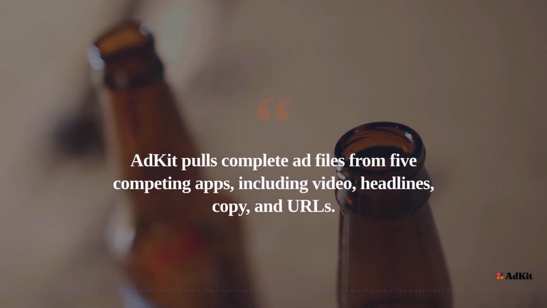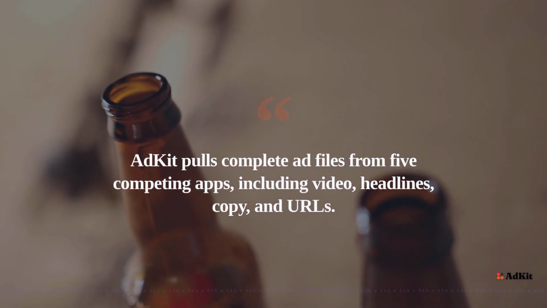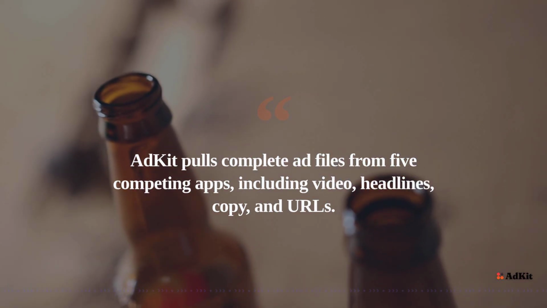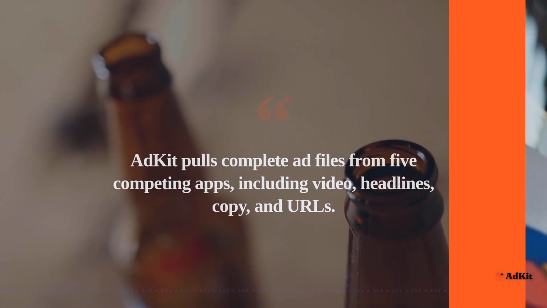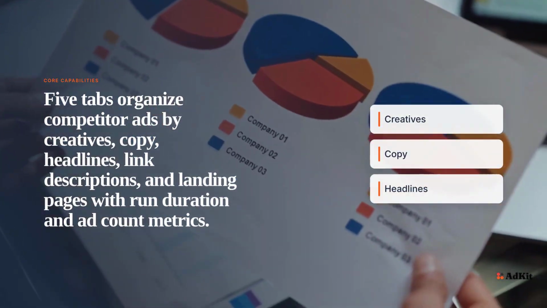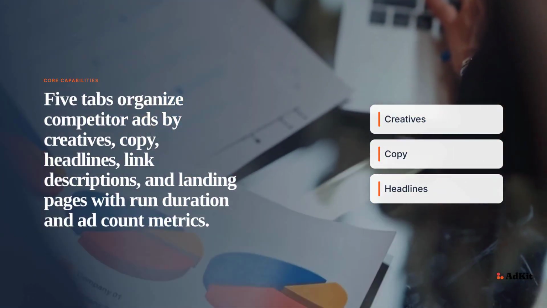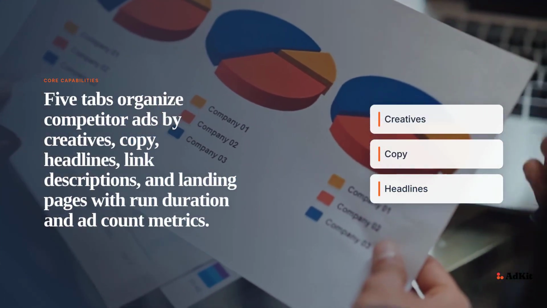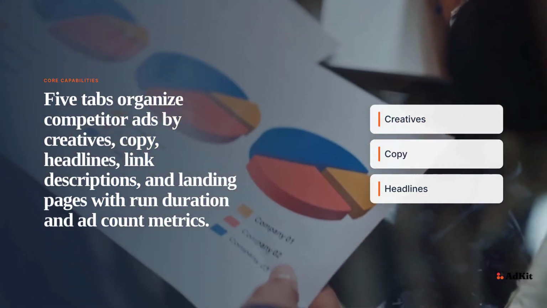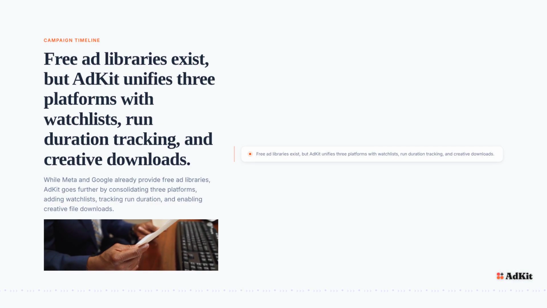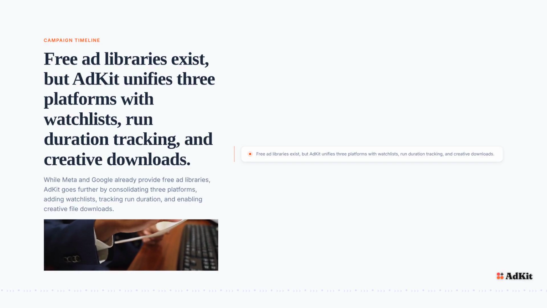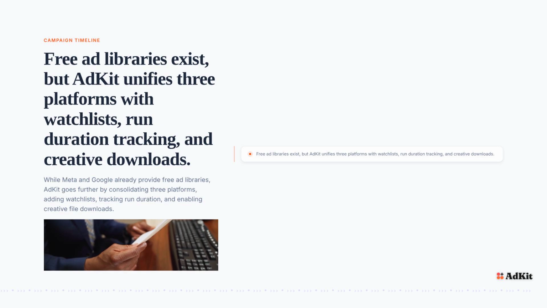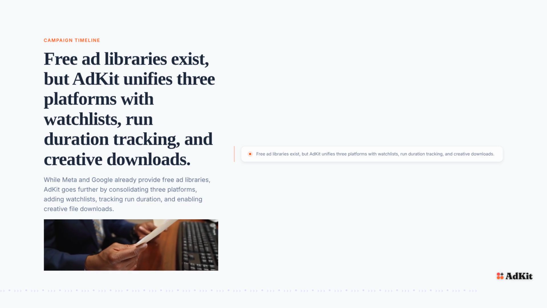AdKit collected every ad from 5 competing apps: the actual video files, headlines, full body copy, and destination URLs, not just summaries. The dashboard organizes competitor ads into separate tabs covering creatives, copy, headlines, link descriptions, and landing pages, with each tab displaying run duration and ad count. While Meta and Google already provide free ad libraries, AdKit goes further by consolidating 3 platforms, adding watch lists, tracking run duration, and enabling creative file downloads.